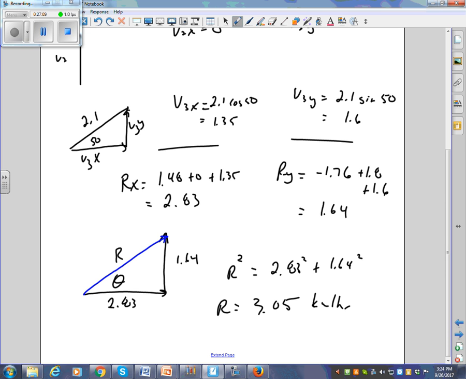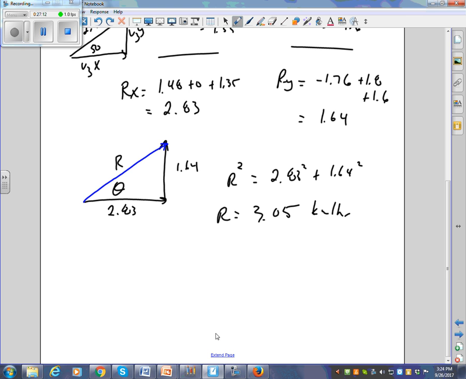And you have to have the angle, right? So opposite over adjacent, so that's going to be 1.64 over 2.83. So second function tan, bracket, 1.64 divided by 2.83. I get 30 degrees. So east, 30, north.